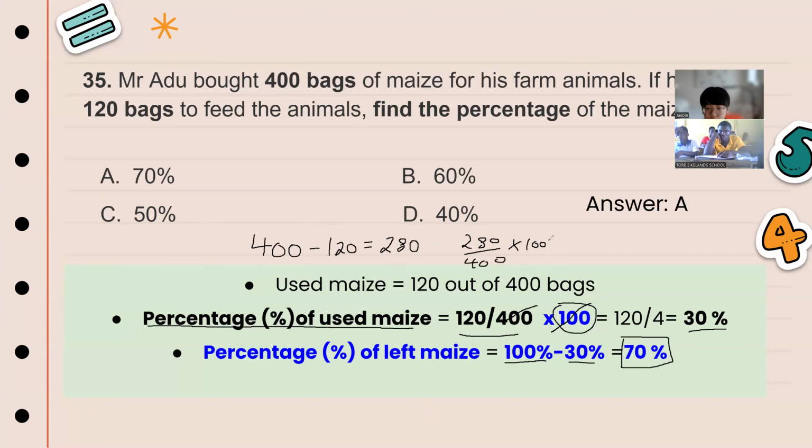So we can see that this part cancels. And this equals 280 divided by 4, which equals 70. We got the same answer, right? We get the same amount of percentage by subtracting the number of maize first, and then finding the percentage. And we also get the same answer by finding the percentage of used maize and subtracting from 100%.